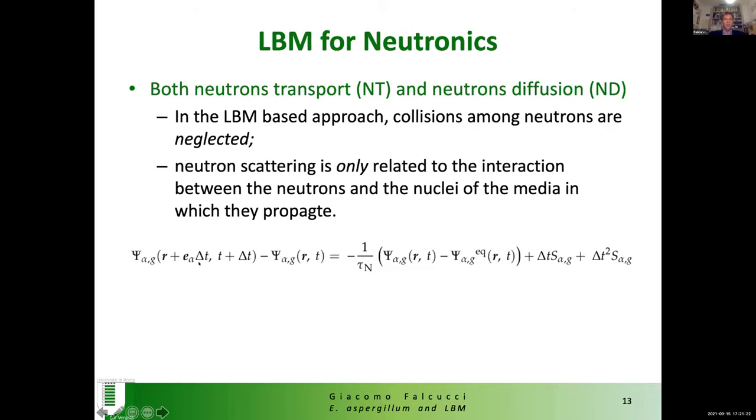The Boltzmann equation, lattice Boltzmann equation, can be recast with this psi term and some ad hoc sources. And we have that the summation of these probability density functions provide the neutron angular flux, which is this phi g, okay, with proper weights.